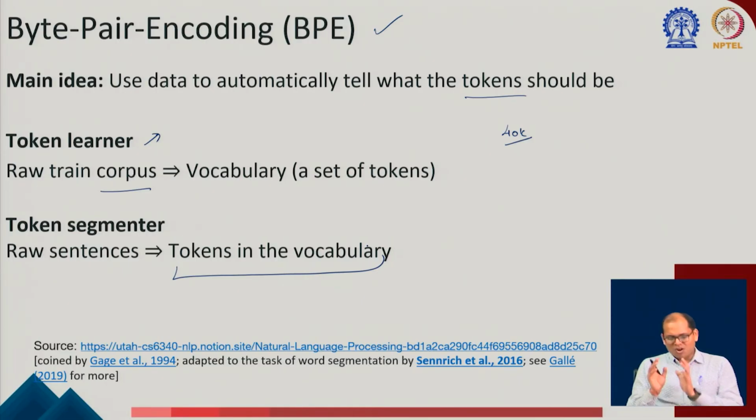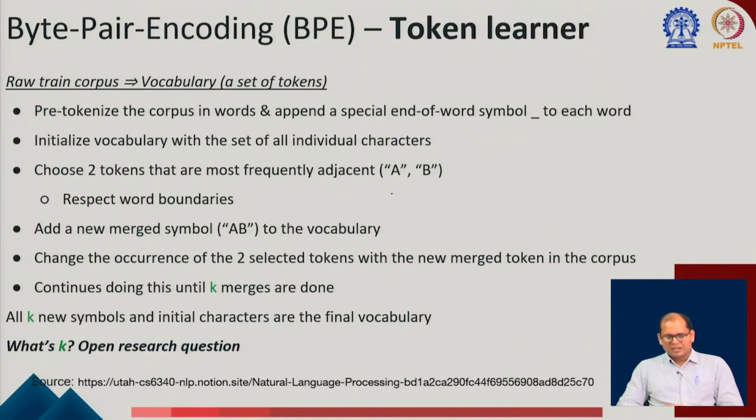Okay. So let's talk about the token learner phase: how do you take a corpus, raw data like any Wikipedia dump, and learn the most promising vocabulary from there. This will be the process for the token learner. I'll take a raw training corpus and I want to learn a vocabulary. What I will do first is pre-tokenize. I'll just do white space tokenization and append an end of word symbol to each word.